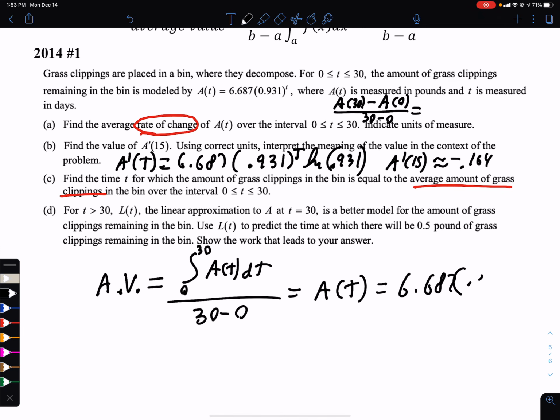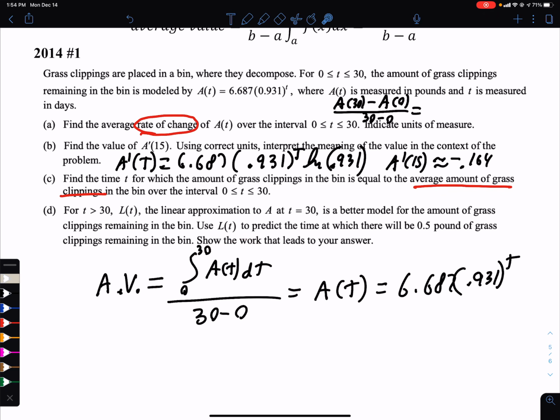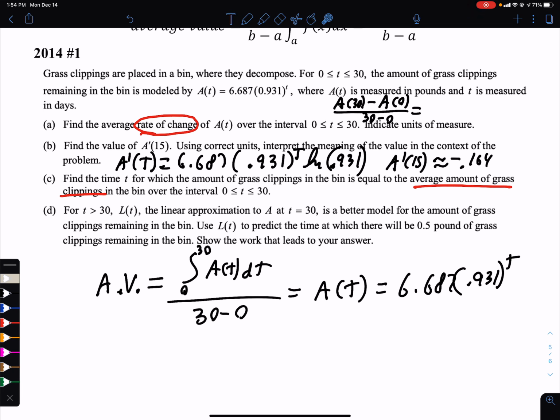6.687 times 0.931 to the t. Now, a couple ways you could do this. You could solve for t using algebra. So take this value that you find, divide by that, and then you can ln both sides, put the exponent in front of the log. Or another way, you find this answer, graph this function on your calculator, and find where they intersect. But the main point I wanted to get across is that you know how to find the average value. And you know the difference between average value and average rate of change.